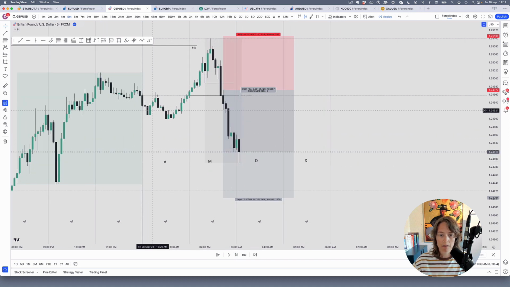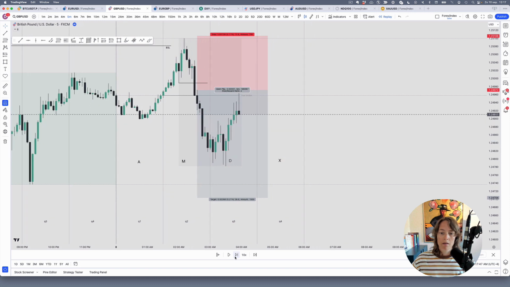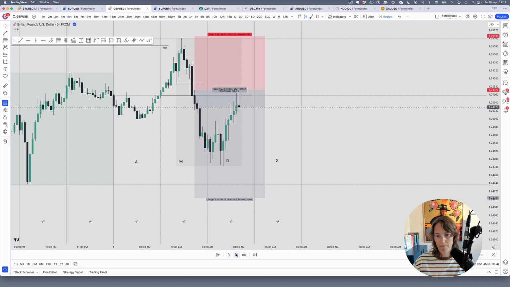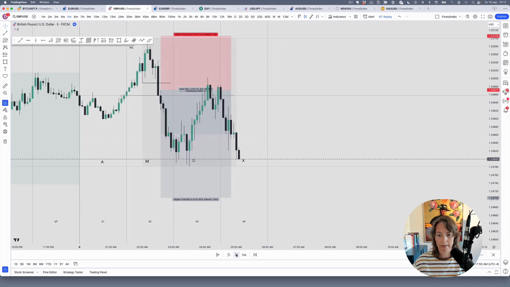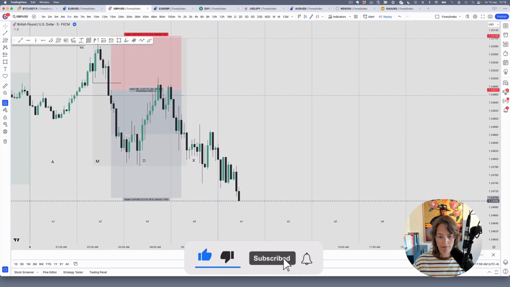And you see it's consolidating, manipulating, and starting the distribution phase, right? So this distribution is going up. And now it starts to reverse back down to continue the trend. And finally, it took the take profit.